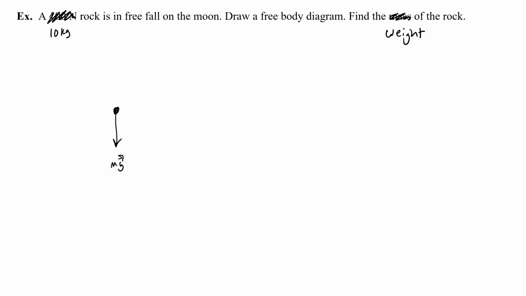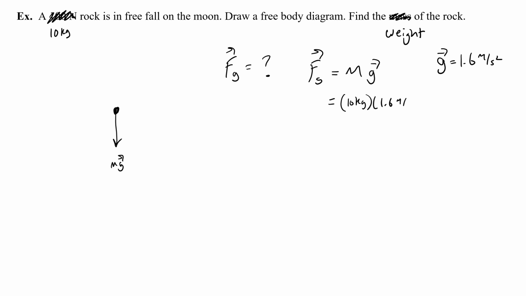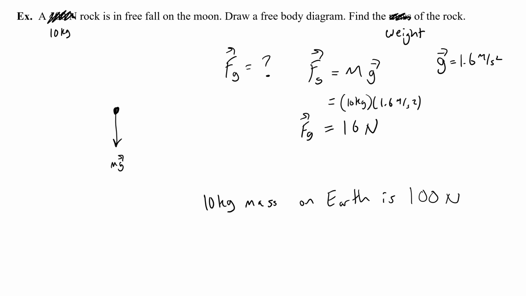Great. So here's the free body diagram. The weight of the rock is the force of gravity. That's what we're trying to find. And remember that the force of gravity is going to be the mass times the acceleration due to gravity. It doesn't say it in the problem, but I'll just tell you: on the moon, the acceleration due to gravity is about 1.6 meters per second squared. So if I take that 10 kilograms and multiply it by 1.6 meters per second squared, I'm going to get 16 kilogram meters per second squared, or newtons. So a 10 kilogram mass on Earth is 100 newtons. On the moon it is 16.